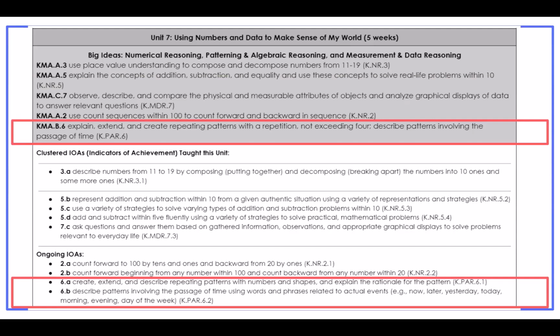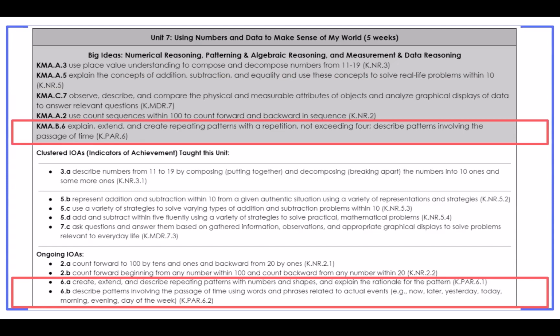IOA 6.A states that students will describe a repeating pattern with no more than 4 repetitions or iterations of the core, which is made of shapes or numbers. This can also be extended to a repeating pattern of objects. Once students have identified the repeating pattern, they extend the pattern. Students also create patterns of their own. It is important to know when showing students a pattern to describe and/or extend that the entire core should be created in the repetitions. For example, if the pattern is triangle, square, square, that entire core must be shown at least twice.